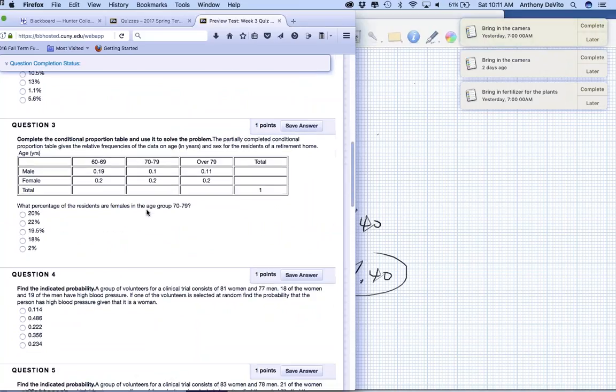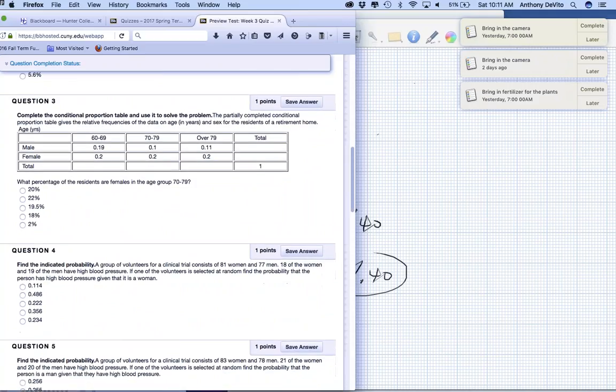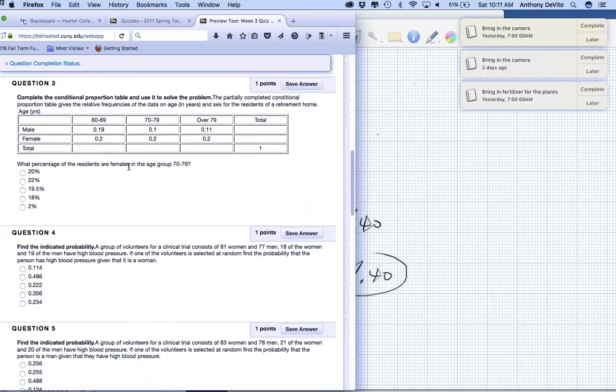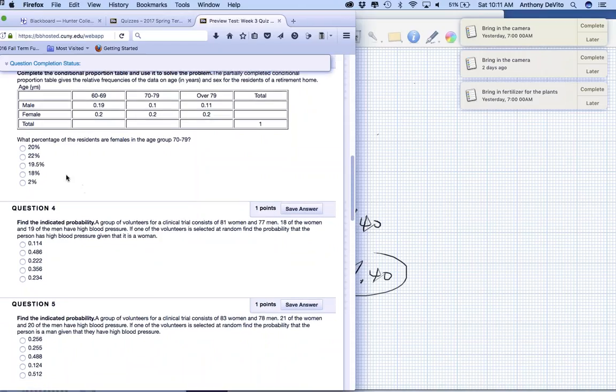Okay, so let's see. Complete the conditional proportion table. Use it to solve the following problem. It's the same outfit. Percentage of residents that are female in the age group 79. It's the same deal. We would add up these proportions, come out to 60% of the population is female, and only 20% of the population of females is over 79. So that would be 0.2 over 0.6. Okay, so we should be okay there. What percentage of females? 0.2 over 0.6 is a third, right?